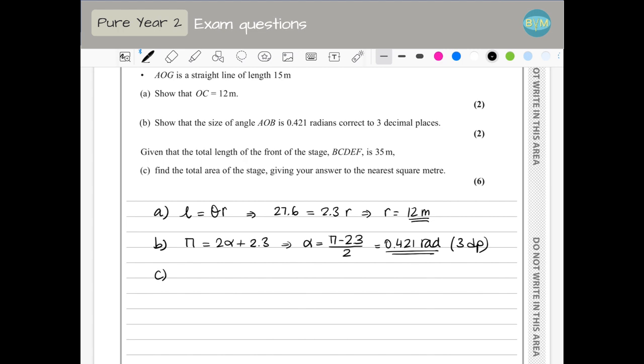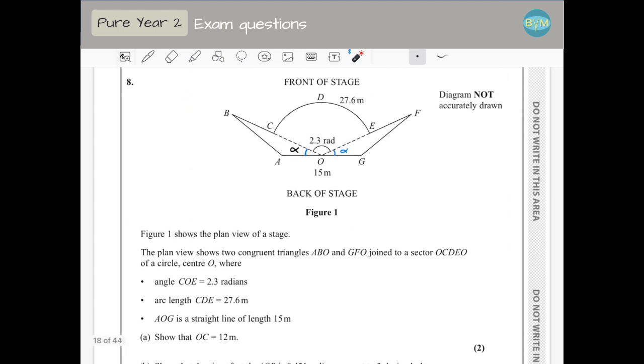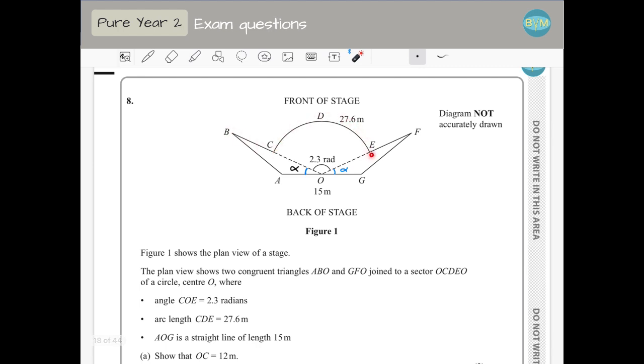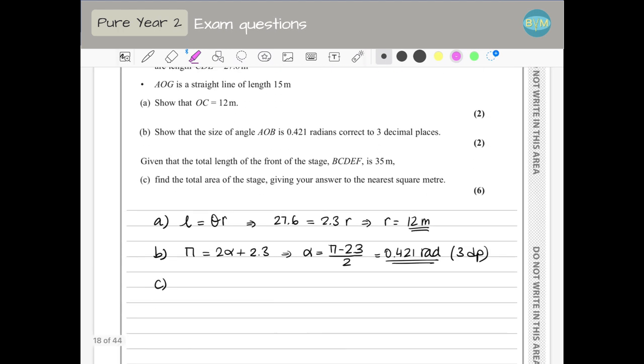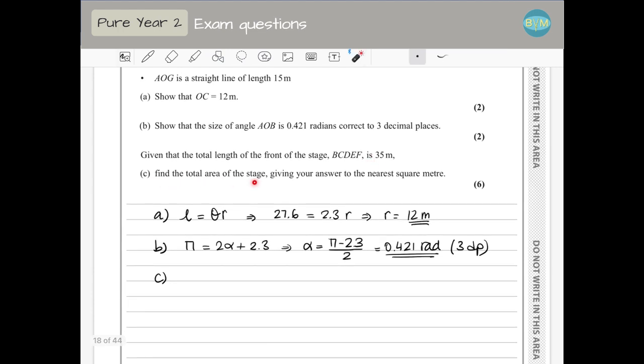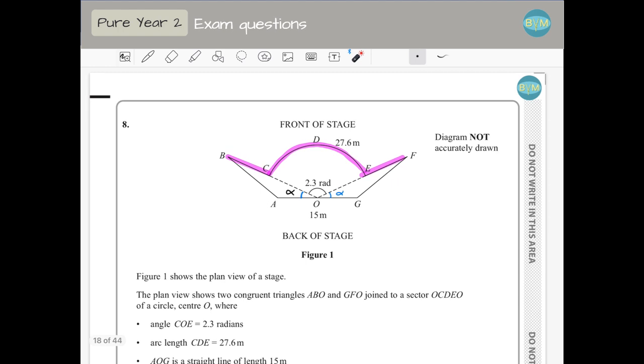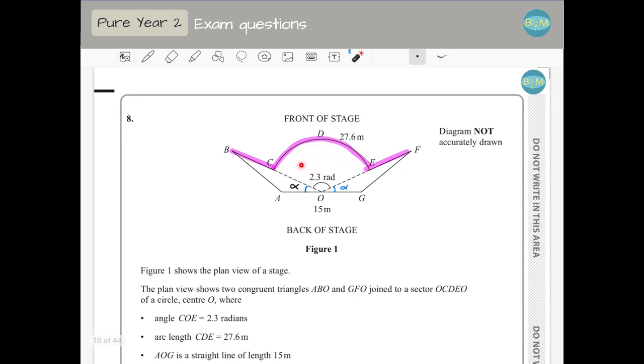And for C, this one is the one that is a bit longer. Given that the total length of the front of the stage, so B, C, D, E, F, so this length, they are giving us this length here, is 35 meters. We have to find the total area. To find the total area, we can already find this area because we know the radius. We found out this was 12, and we know the angle. So this area is easy. Now we need to find the area of these two triangles.